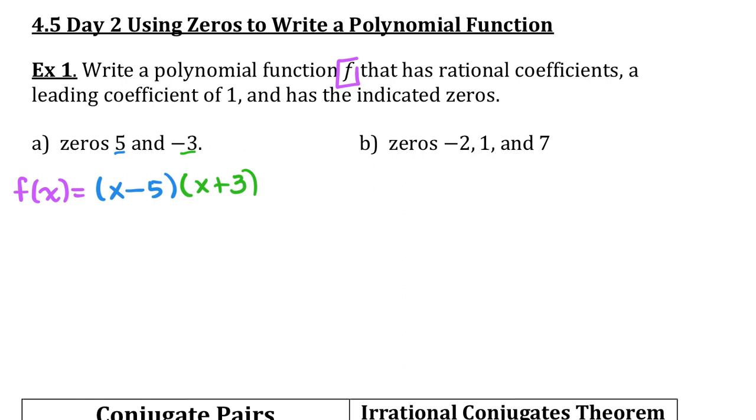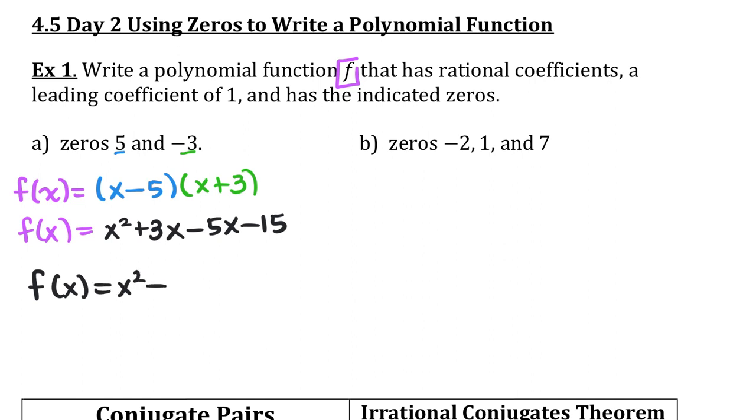Now they want my polynomial to have rational coefficients and a leading coefficient of 1. So I'm going to multiply this out so I can get a polynomial in standard form. This is x squared plus 3x. You can also box this if you prefer that method. Minus 5x minus 15. Okay, so I got f of x equals x squared minus 2x minus 15.